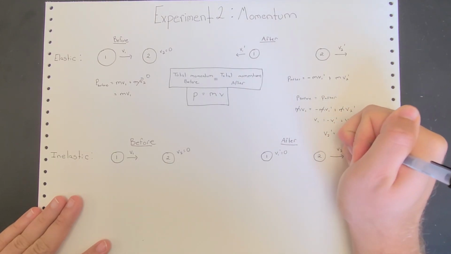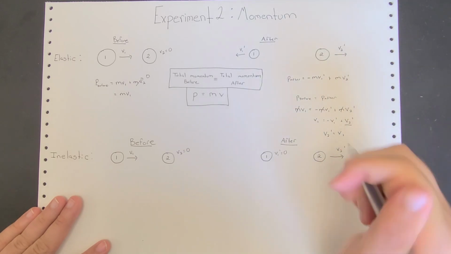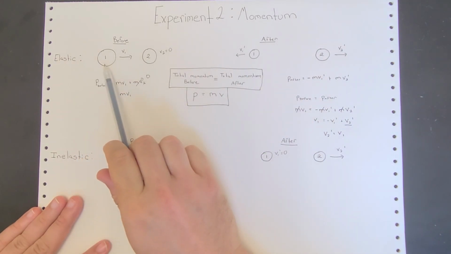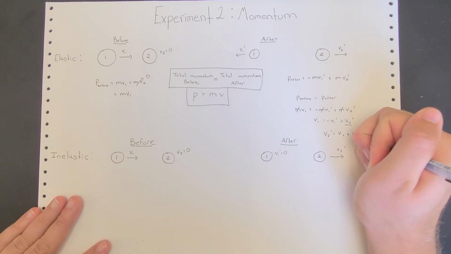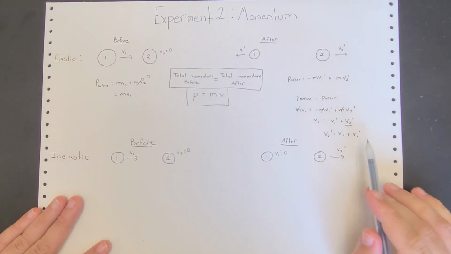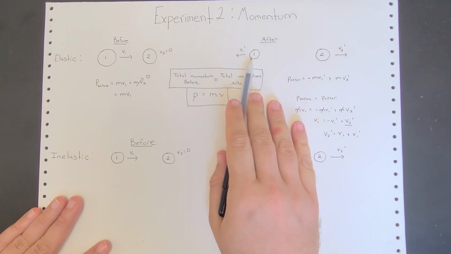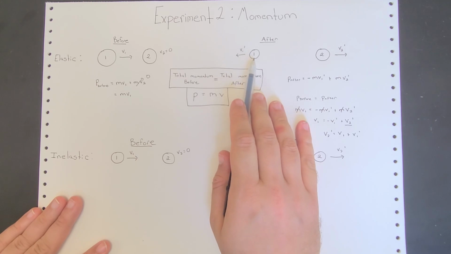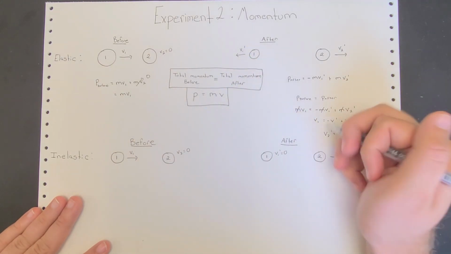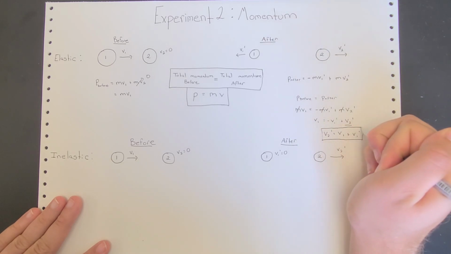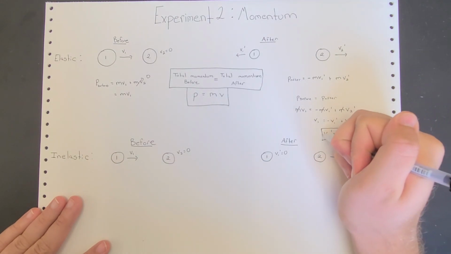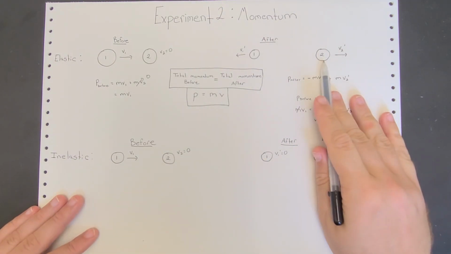what you get is v1, which is again the momentum of the object, of the first object before the collision, plus v1 prime, which is the momentum of the second object, or sorry, the momentum of the first object after the collision. So that's what the velocity of this second ball is.